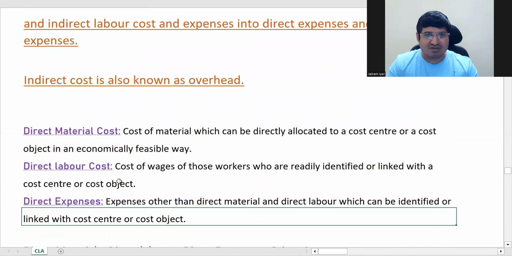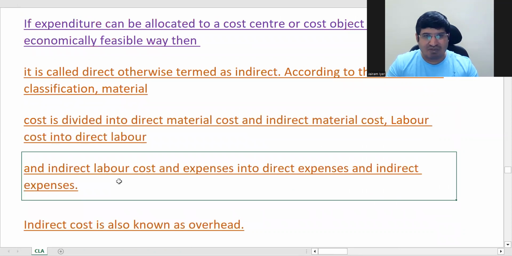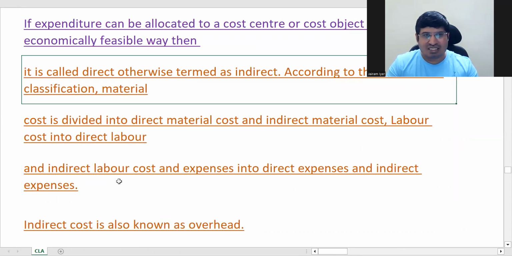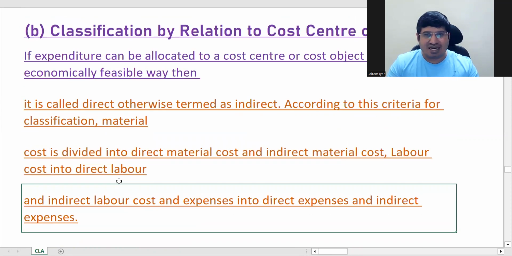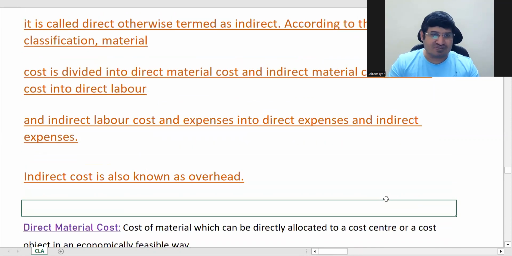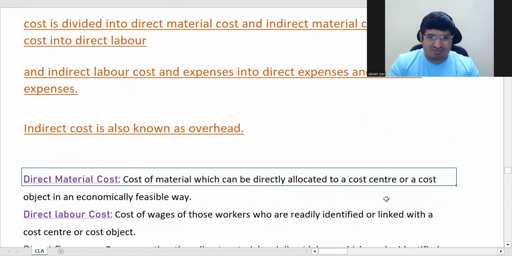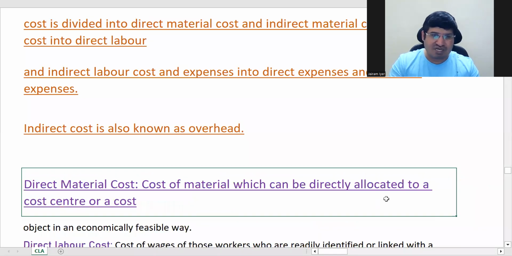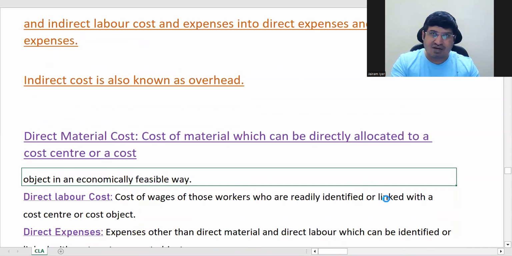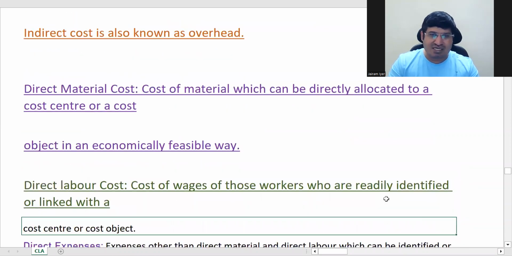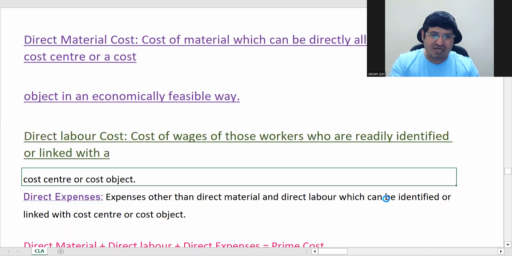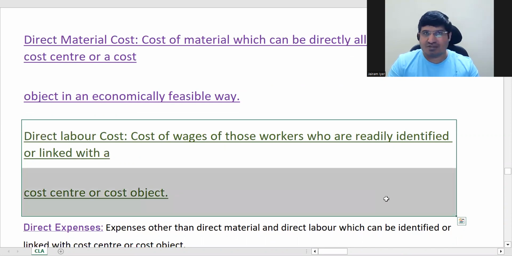So basically you can just say there will be three classifications here: direct material, direct labor, direct expenses; indirect material, indirect labor, indirect expenses. All indirect items you are classifying here should not have a direct nexus with the cost object. Now just a small write-up of direct material cost. It can be directly allocated in an economically feasible way. We have seen that. Wages can be directly linked to a cost center or a cost object.